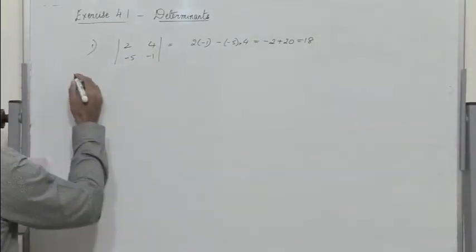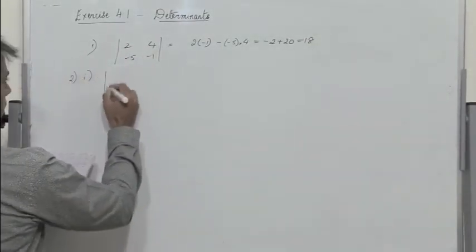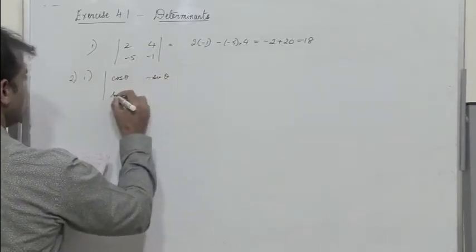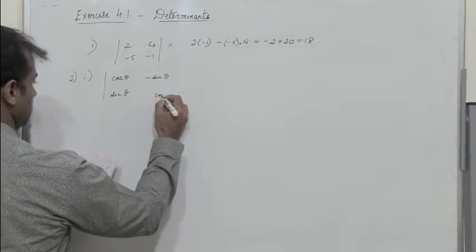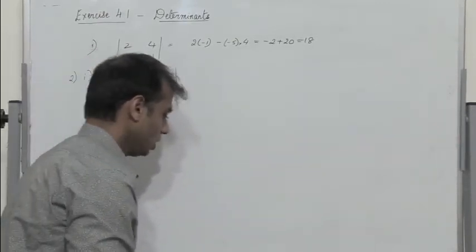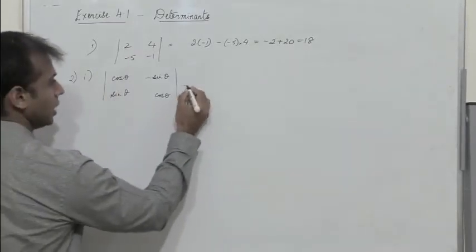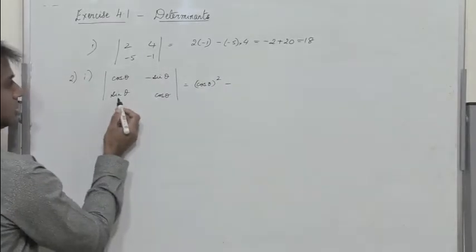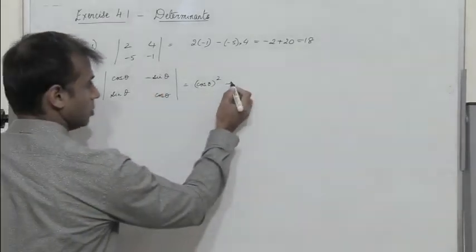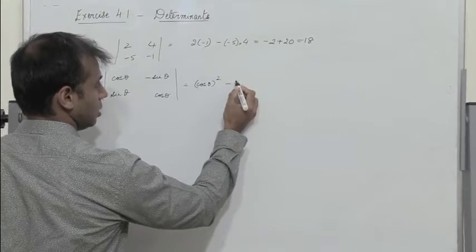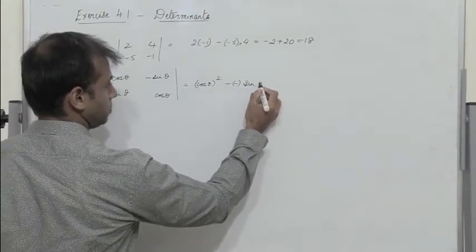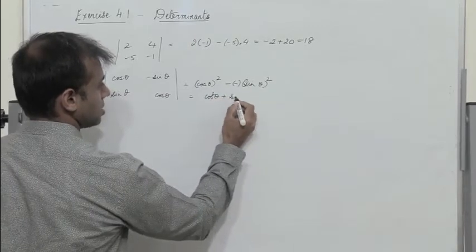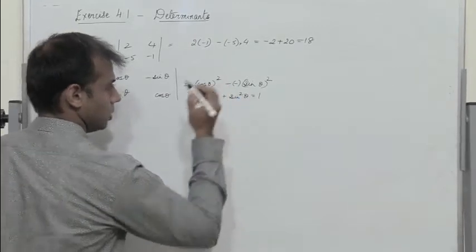The second problem, 1. Find the determinant of cos theta, minus sin theta, sin theta, cos theta. So again, multiply the principal diagonal elements, which is cos square theta minus of sin theta into minus sin theta. So minus into minus, we get plus. So this is cos square theta plus sin square theta, which is equal to 1.